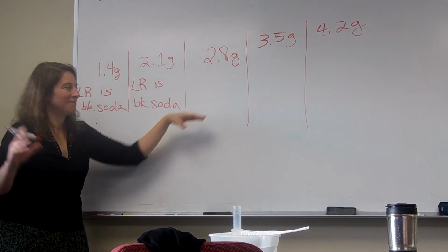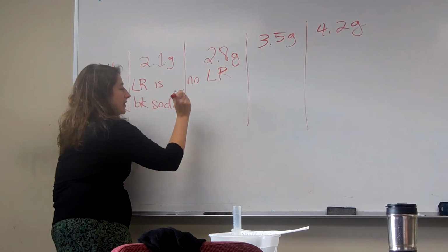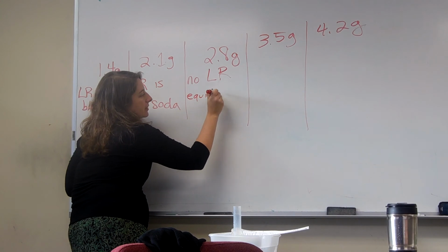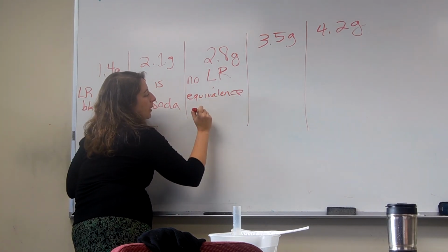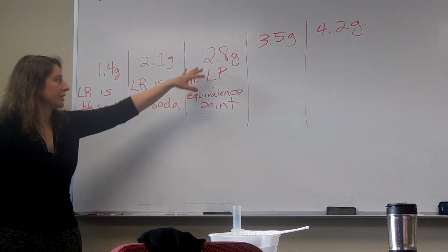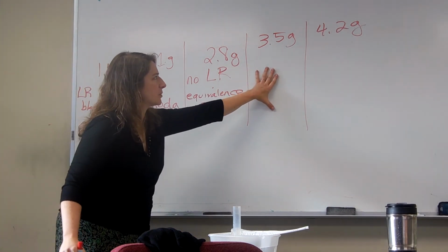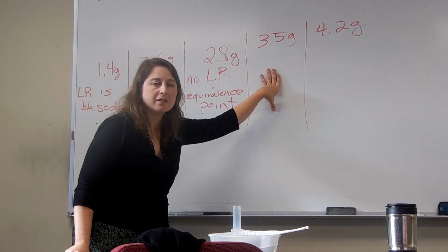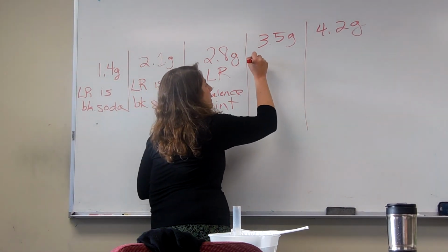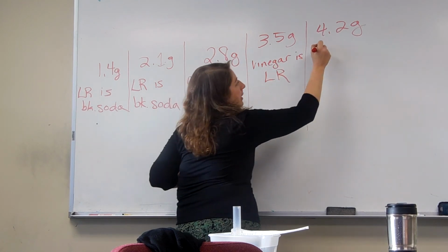There shouldn't be a limiting reactant. Perfect. So no limiting reactant mathematically in this one. That's called the equivalence point. So they're equivalent moles of vinegar and baking soda in this, if our math is good. How about this? What would the limiting reactant, the one that runs out first, be for 3.5 grams of baking soda? Vinegar. Okay, so vinegar is the limiting reactant here, and of course here too.